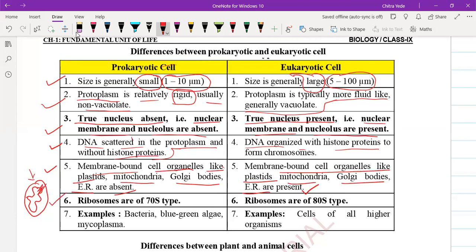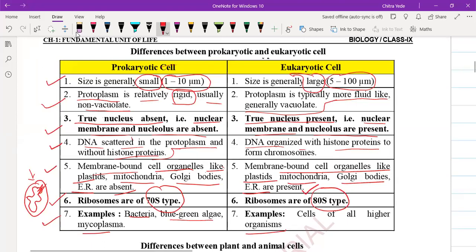Even in prokaryotic cell, 70S type of ribosomes are present, and in eukaryotic cell, 80S type of ribosomes are present. Now examples: we have bacteria, blue green algae, and mycoplasma. And eukaryotic cell is present in all the higher organisms.